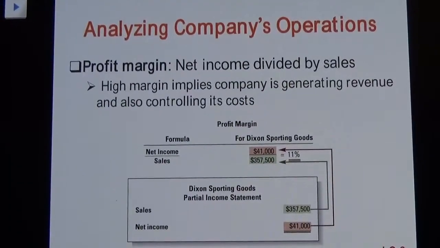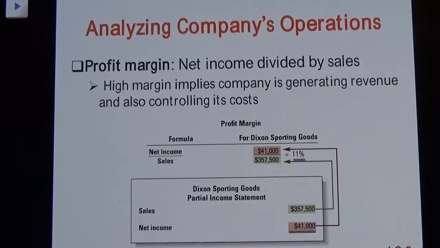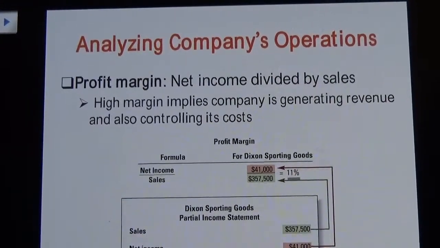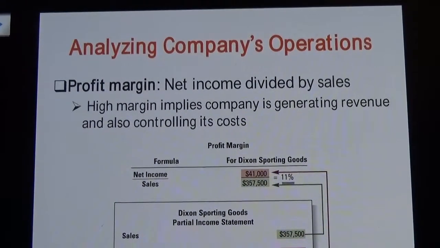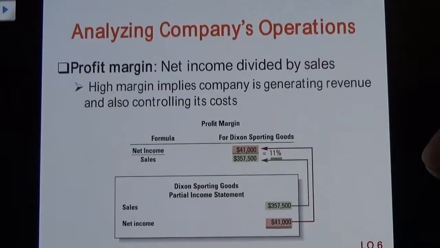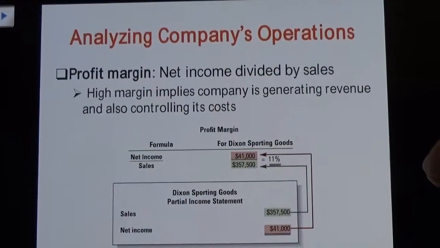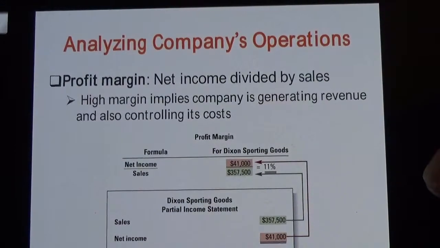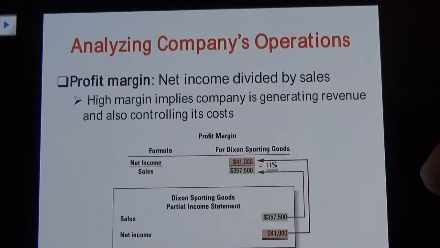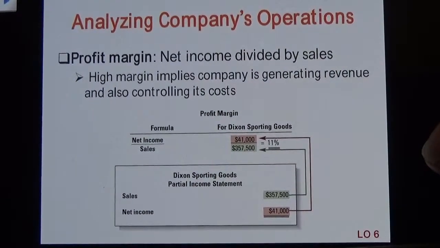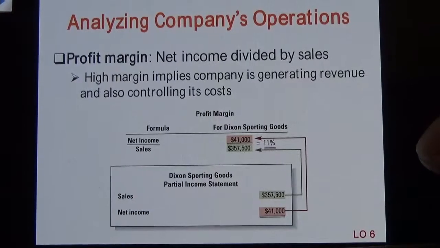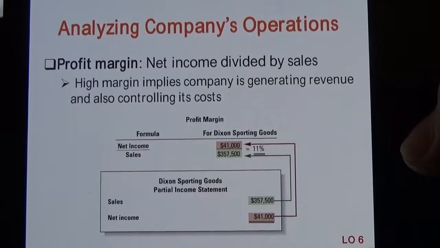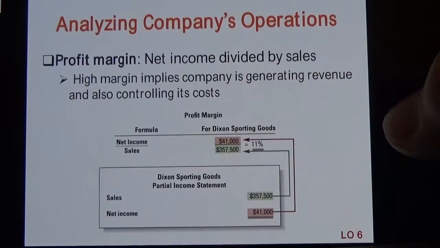Okay, when we analyze a company's operations, we talked earlier about liquidity analysis. So that was one way in which we often analyze company operations. Another thing that we look at is profitability, and one of the ratios that we use for profitability is called the profit margin. We simply take the net income, the bottom line earnings of the company for a certain period of time, and we divide that by the sales for that same amount of time. If we have a high margin, then it means that we're generating revenue and we're also controlling our costs.